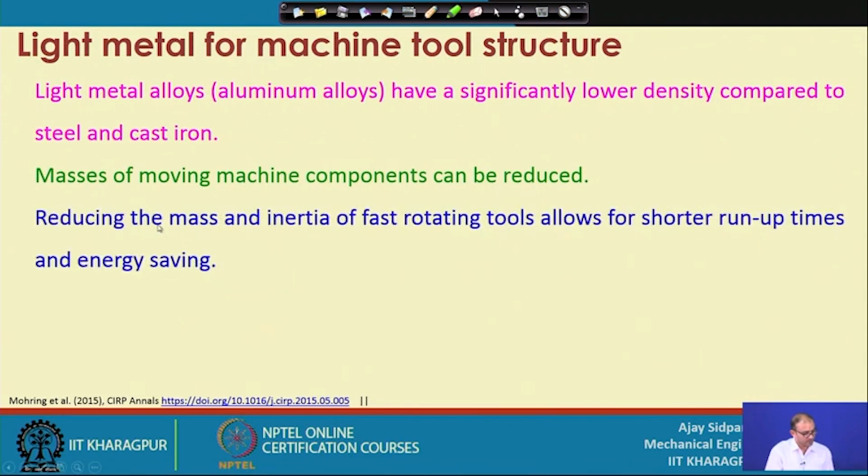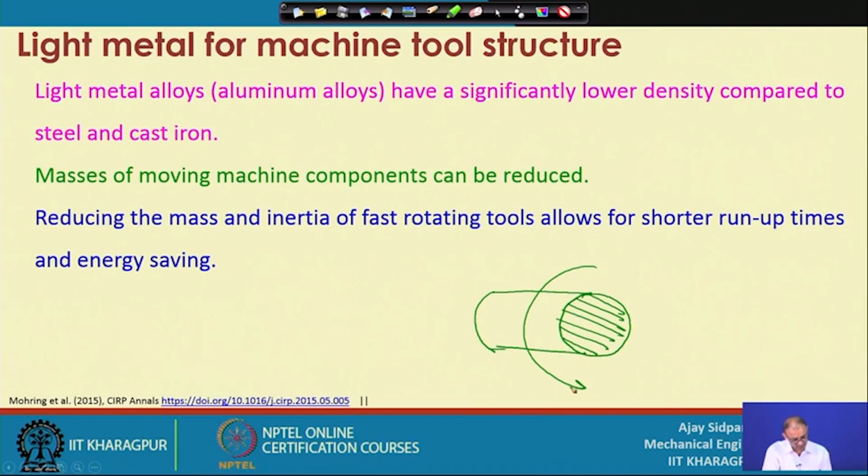Right. So, reducing the mass and inertia of the fast rotating tool allows shorter run up time and energy saving. So, what does it mean? Suppose you have a solid body, okay, and you want to rotate it.